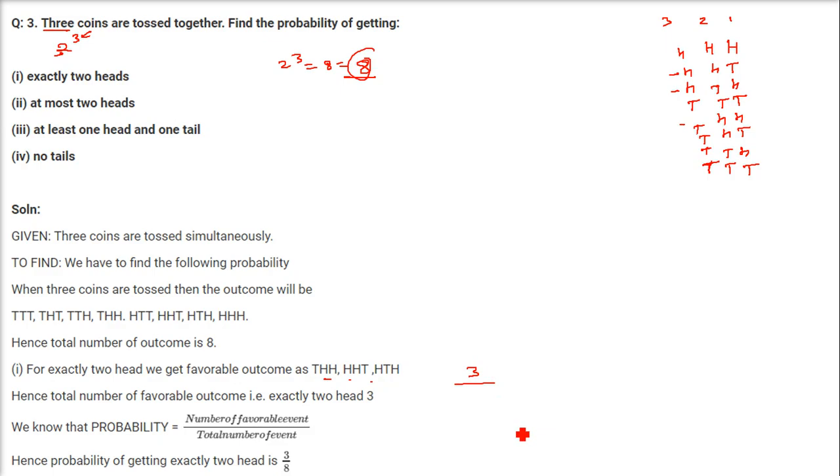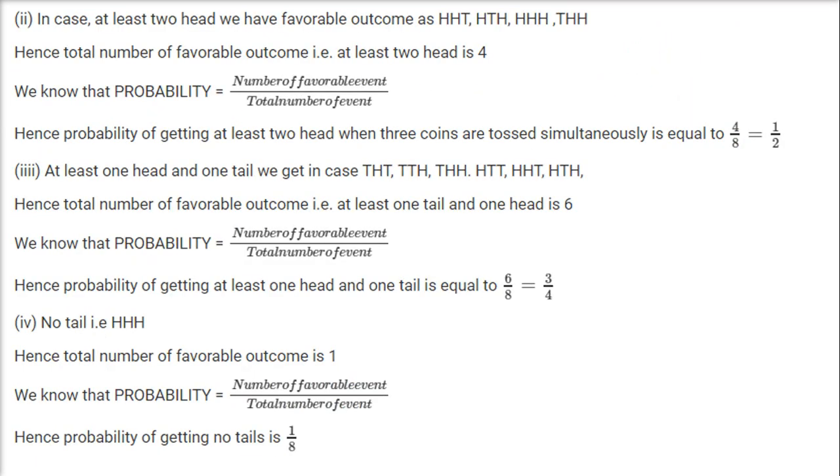And how many cases are the possibility? Means total cases, total number of events are 8. So 3 by 8. At most two heads. So at most two heads, let me show you.